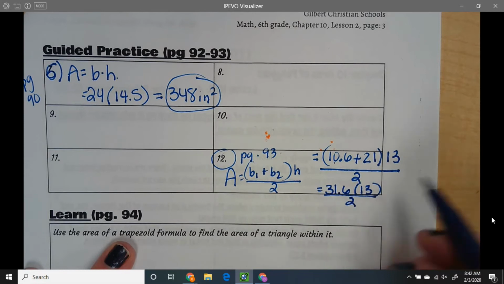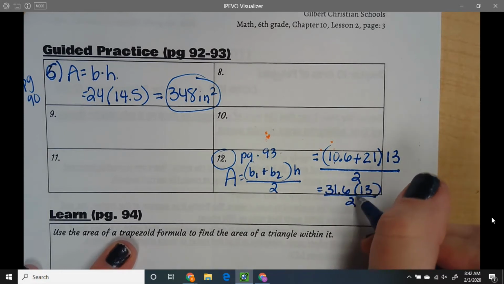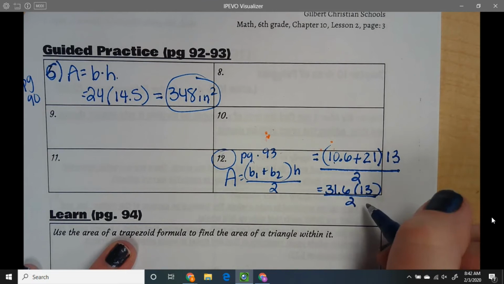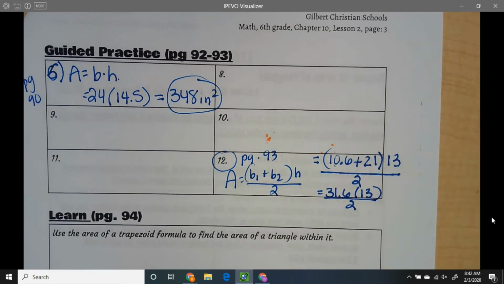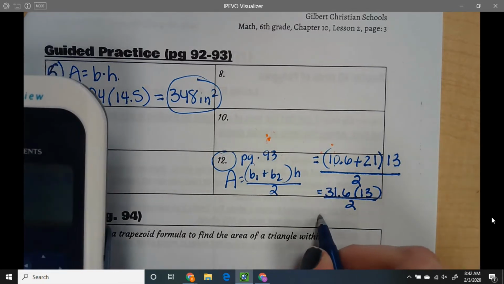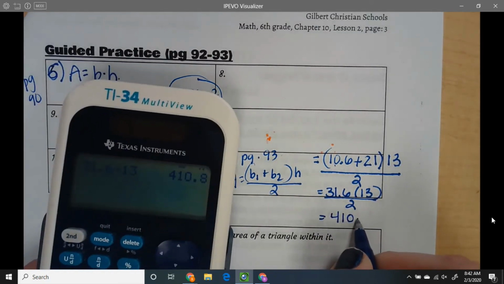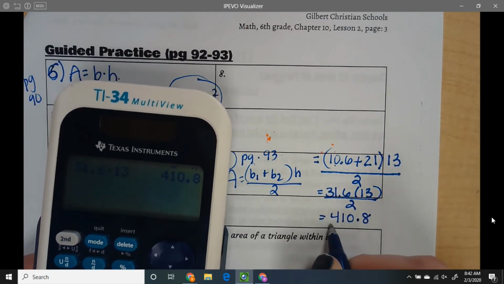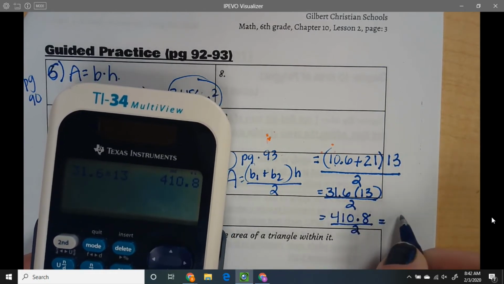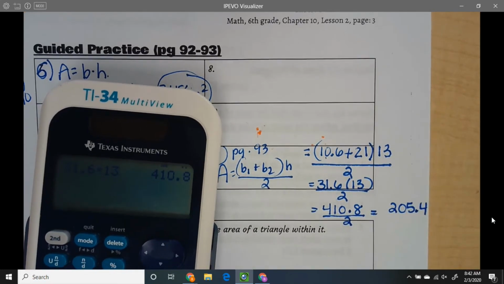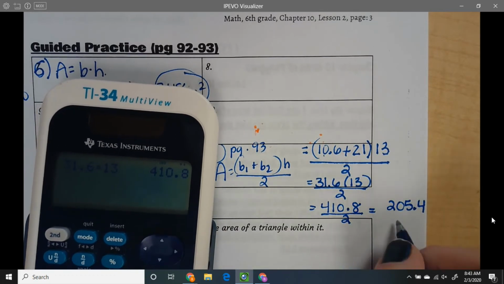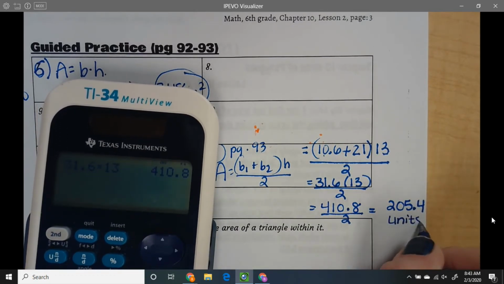So we add first, so 31 6/10 times 13 divided by 2. And you could divide by 2 first and get 6.5. You don't have to, you could. So 31 6/10 times 13 is 410 8/10. And then you divide by 2, which would be 205 4/10. And this one is just units squared.